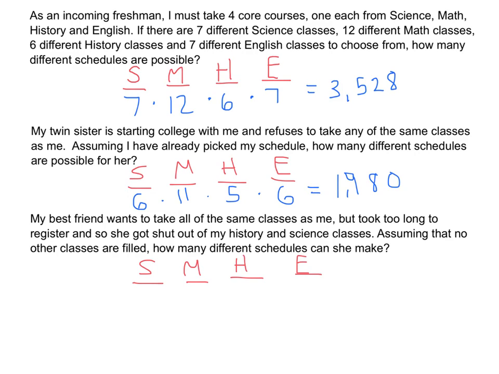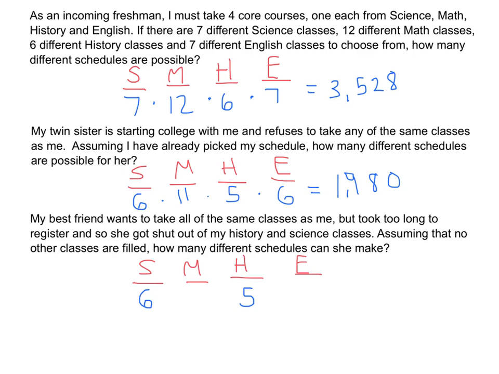So here's the thing. She got shut out of my history and science class, which means when she goes to choose a science class, she cannot choose the one that I'm in because it's closed. So instead of having 7 choices, she only has 6. And when it comes to history also, instead of having 6 choices, since she's shut out of my class, she only has 5.